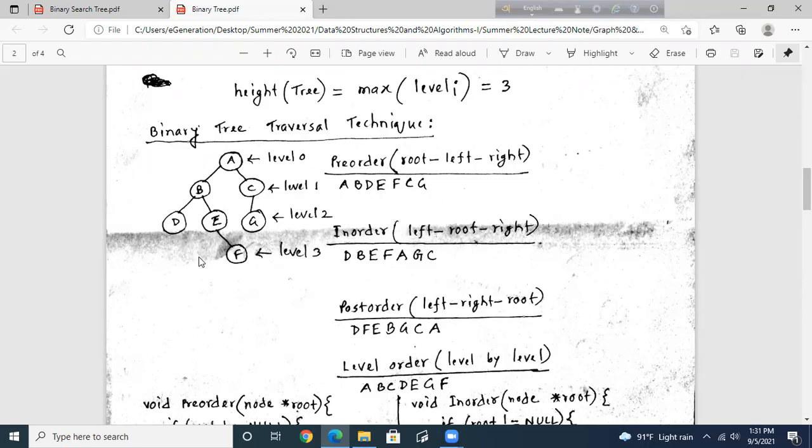So left not available, then right F, then root E. So left not available, right is F, and root is E. So left is D, right I have completed, left completed, right completed, then root is B completed. So left of D, at first I have completed it, right of D completed, and then root is completed.